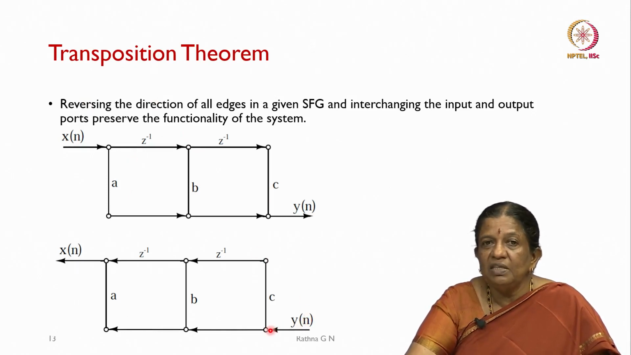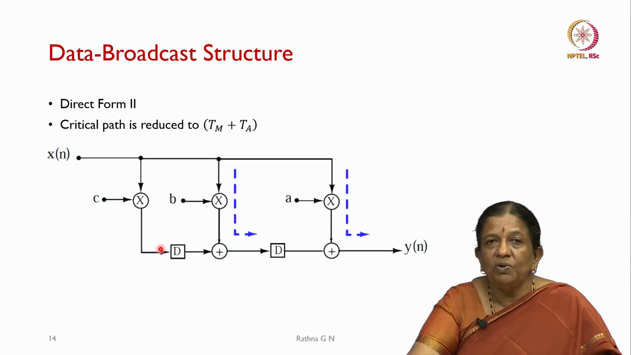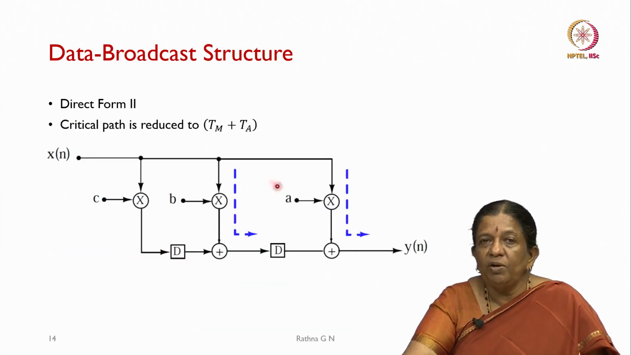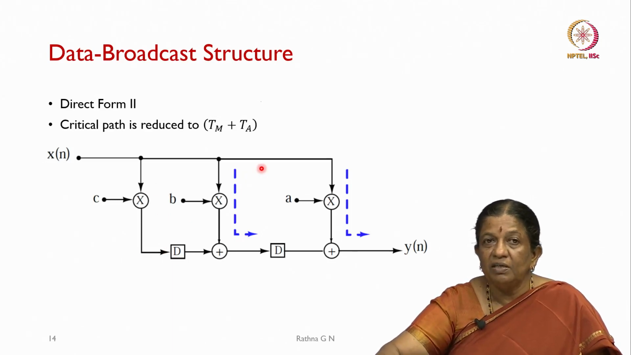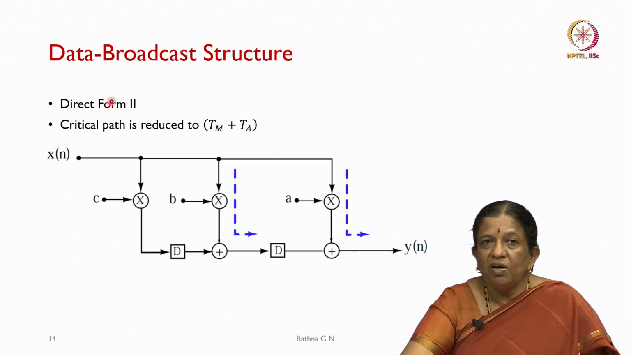So, as you see, y of n, and then we will be keeping A, B, C as it is. So, this has got changed. Now, what is going to happen? We will incorporate in our data flow graph here from the signal flow graph. We call that a direct form 2 structure. We call that a data broadcast structure, and in this case you will be seeing that the critical path, without adding any delay elements, has become Tm plus Ta. We will see in a while how it is going to be.